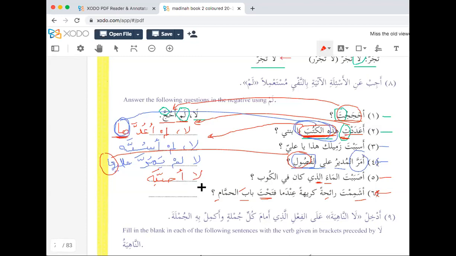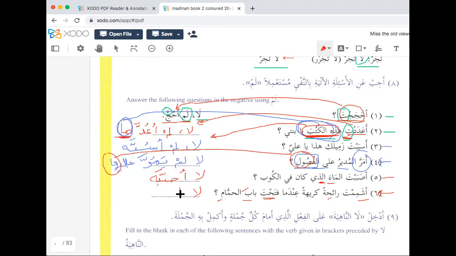And someone with a blocked nose says, go ahead, Akhi Imran. He says, لا شممت. No, he didn't say لا شممت. What did he say? لا أشم.